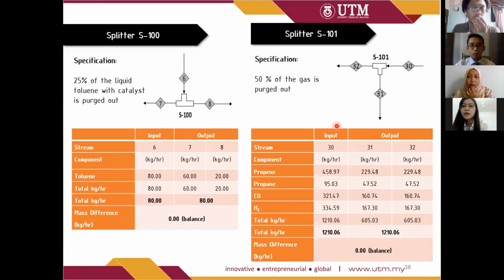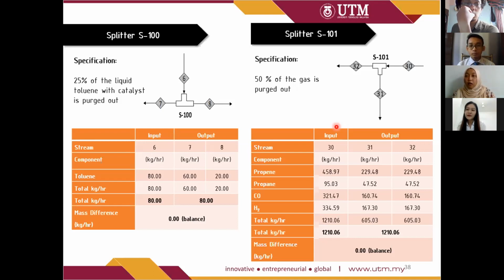Why do you just purge out? No recycle of that catalyst? Because the catalyst, we have a constant flow of the catalyst, which is 80 kilogram per hour. So if we continuously only recycle the catalyst, it will generate more catalyst in the reactor.